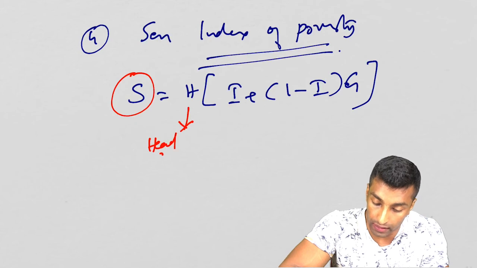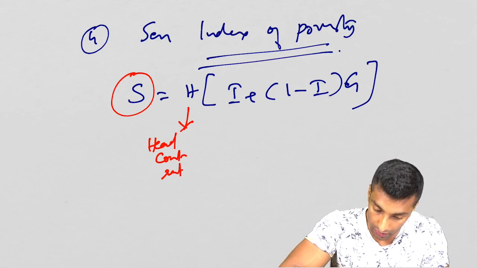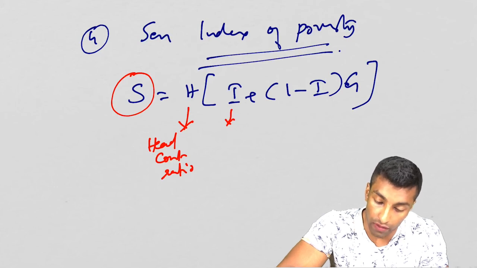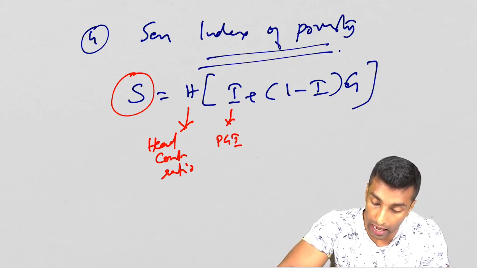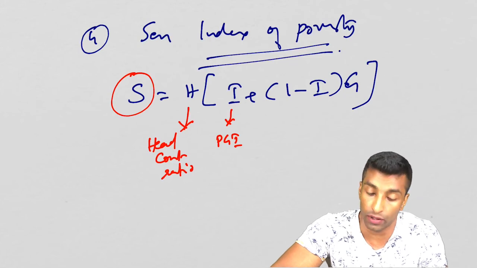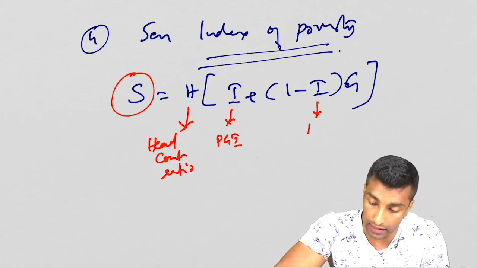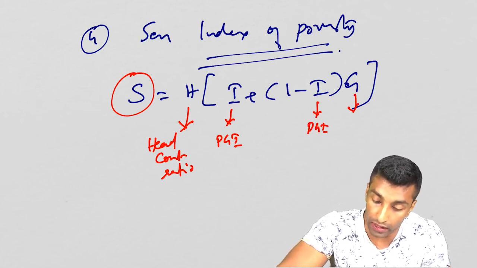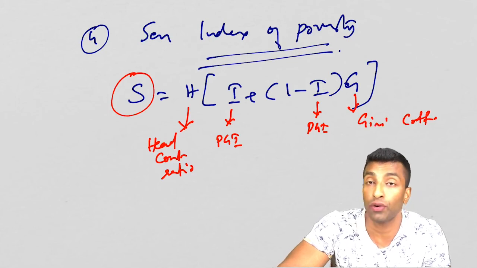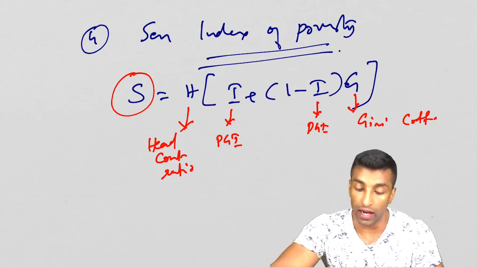H we already know, that is head count ratio. So what it will give you? It will give you extent of poverty. I we know, that is poverty gap index. Okay. What it will give you? It will give you intensity or severity of poverty. This I is nothing but the PGI only. And what is this? G. G is the Gini coefficient. What it will give you? It will give you understanding about inequality.